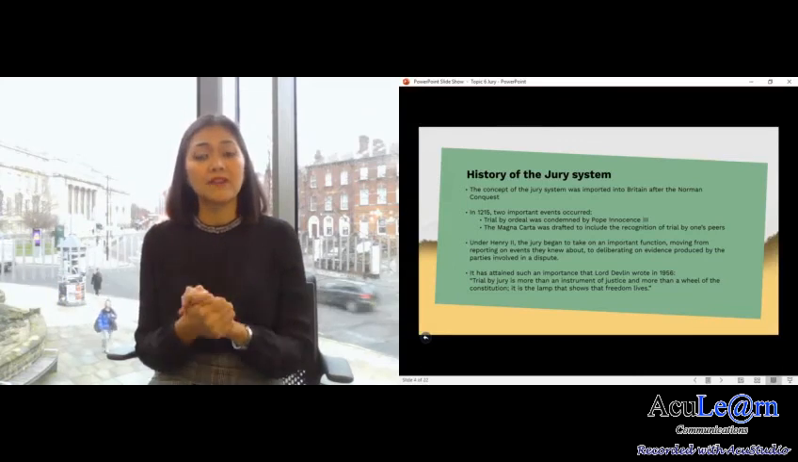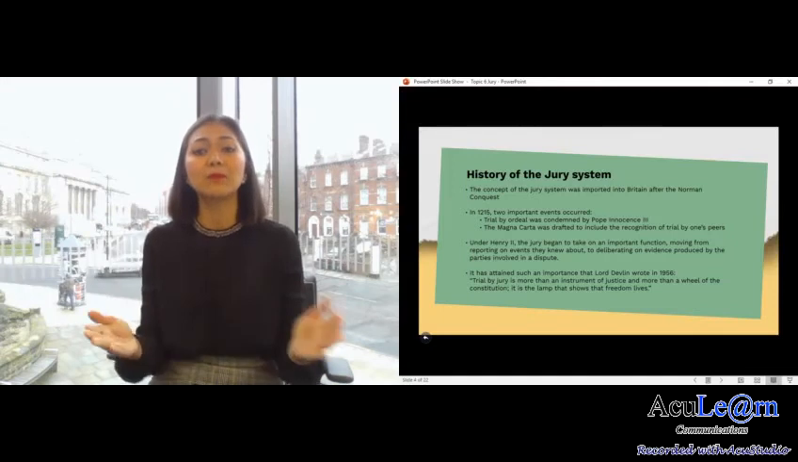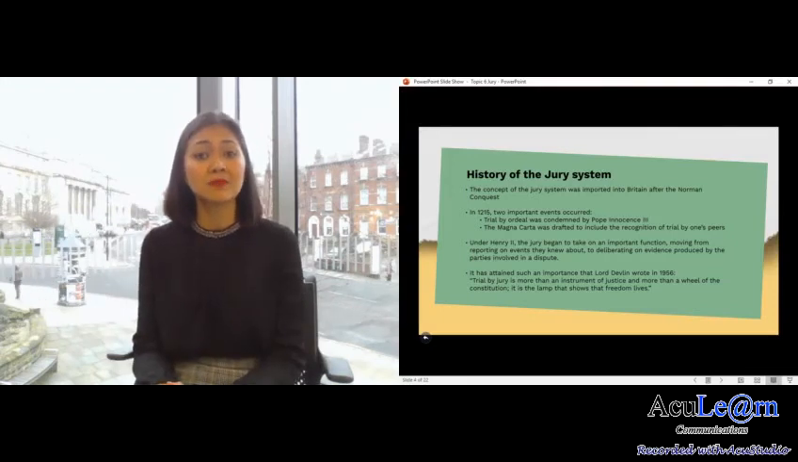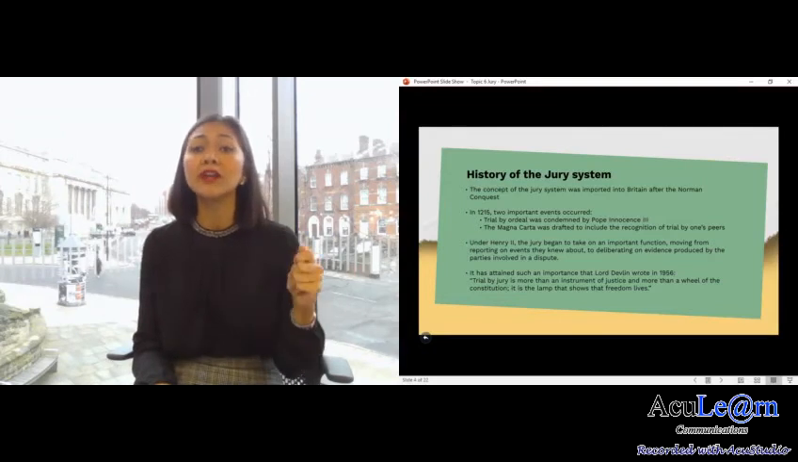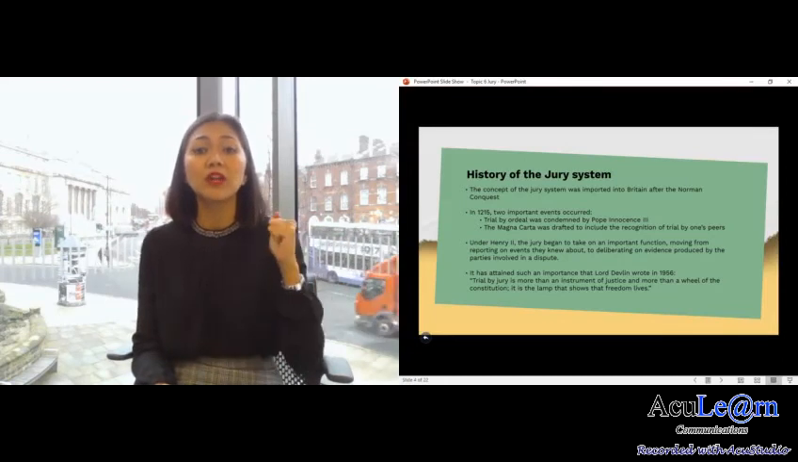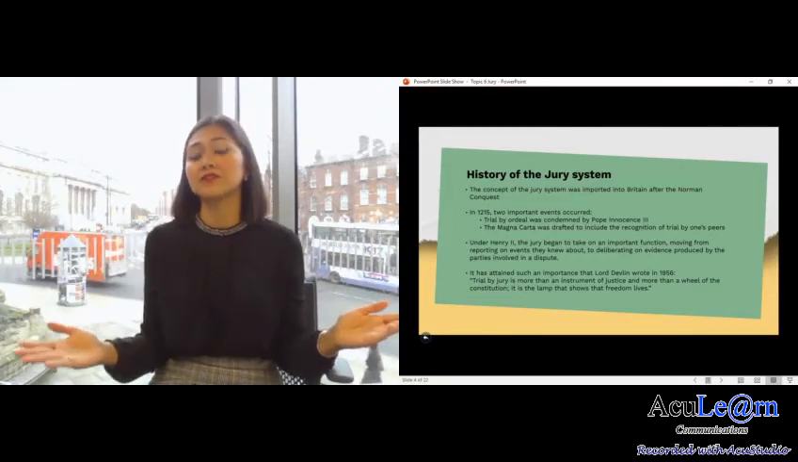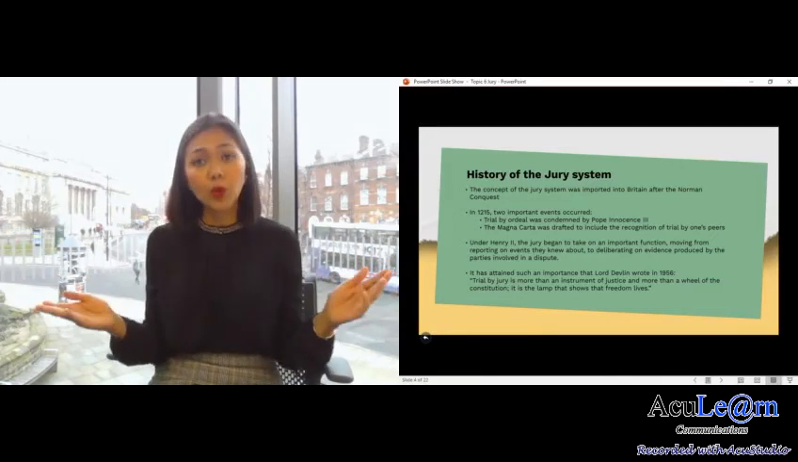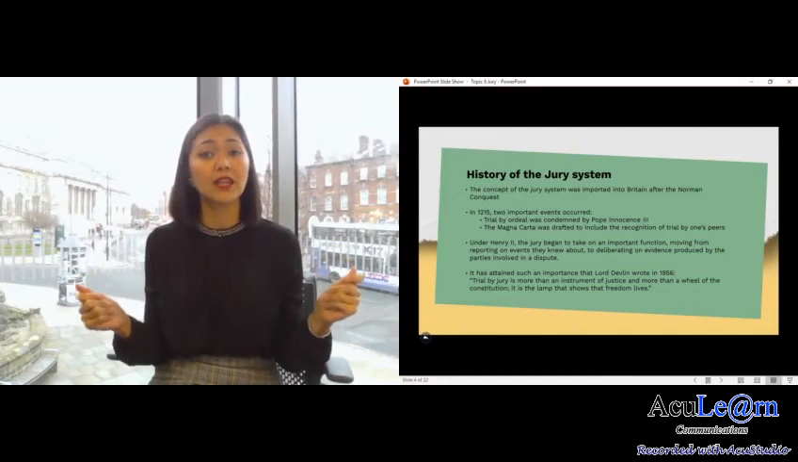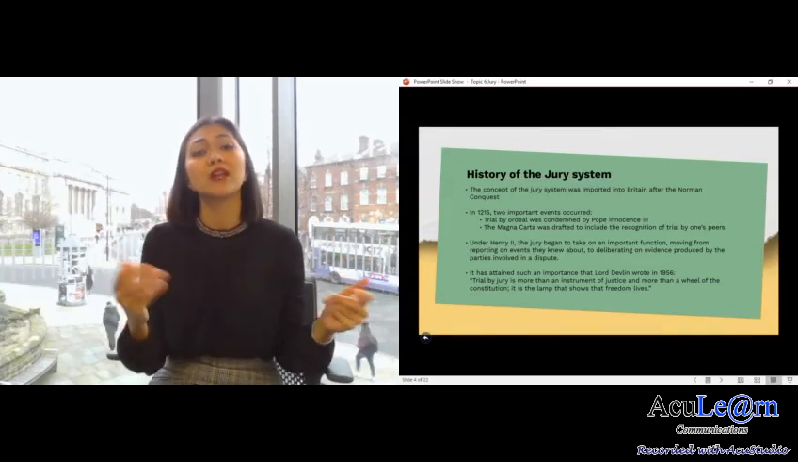So ever since those two events, it has attained or acquired such an importance that Lord Devlin himself wrote in 1956 that trial by jury is more than important when it comes to instrument of justice. It's more than a will of the Constitution. It's the lamp that shows freedom lives. If you can remember this quote, it's very good for you to write in your essay in the final examination because it shows that you remember the history and also a quote provided by Lord Devlin.